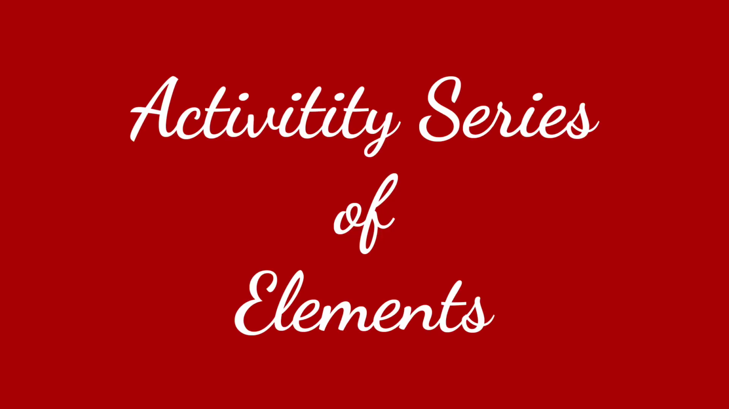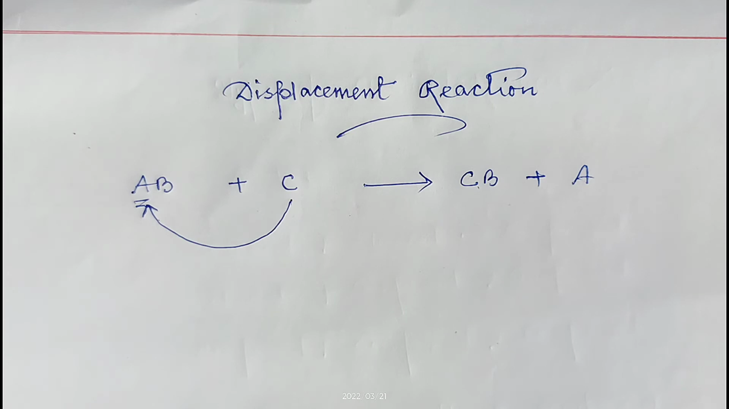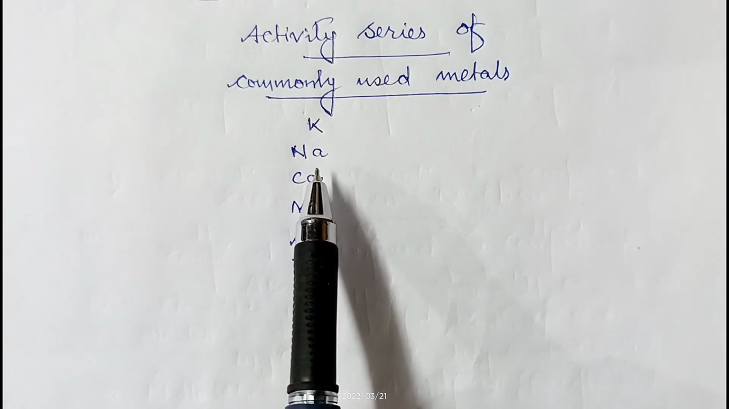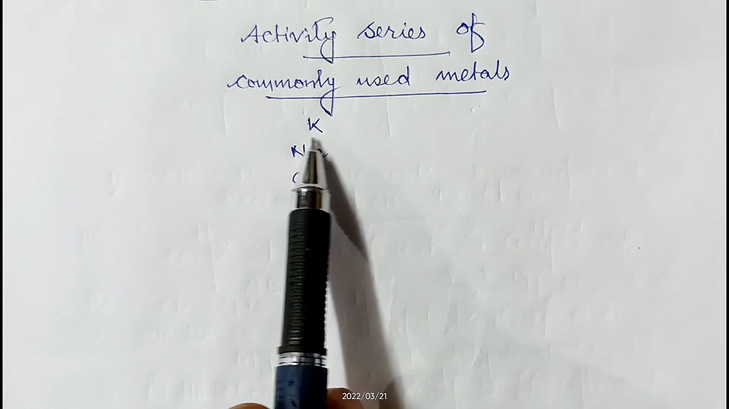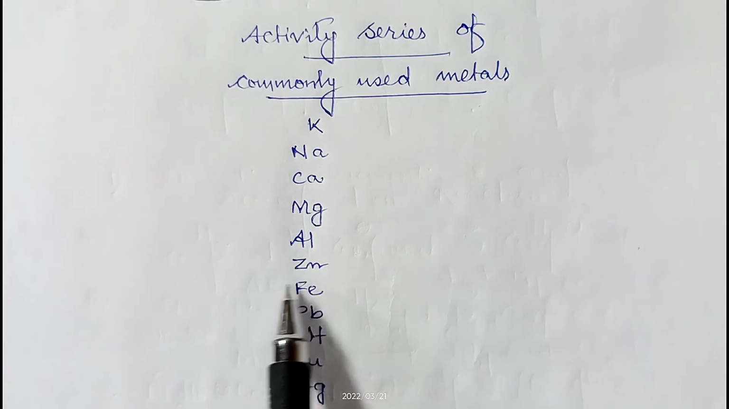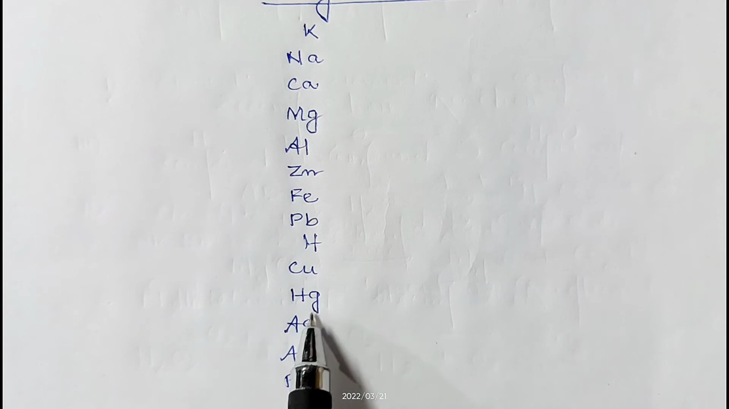To understand displacement reactions properly, we have to understand activity series. The arrangement of elements in the decreasing order of their electropositive character is called activity series of metals. Now, all the metals no need to consider, we can use the commonly used metals. Now, let me discuss the activity series of commonly used metals. Here I have written potassium, sodium, calcium, magnesium, aluminium, zinc, iron, lead, hydrogen, copper, mercury, silver, gold and platinum.